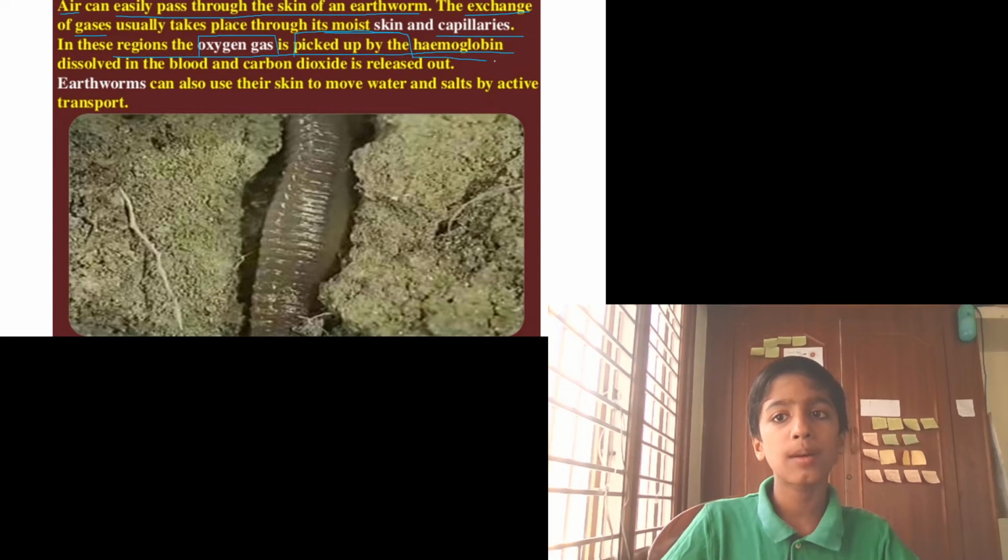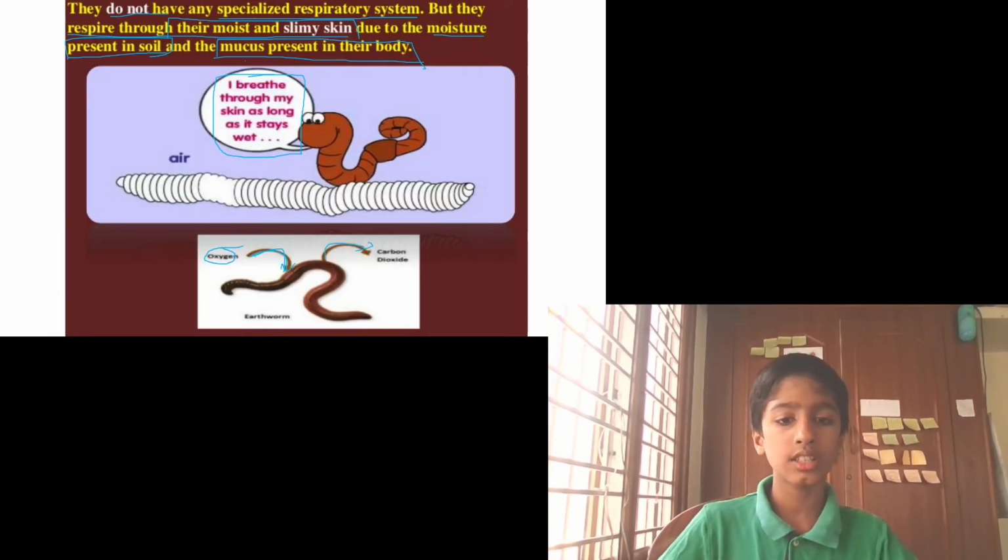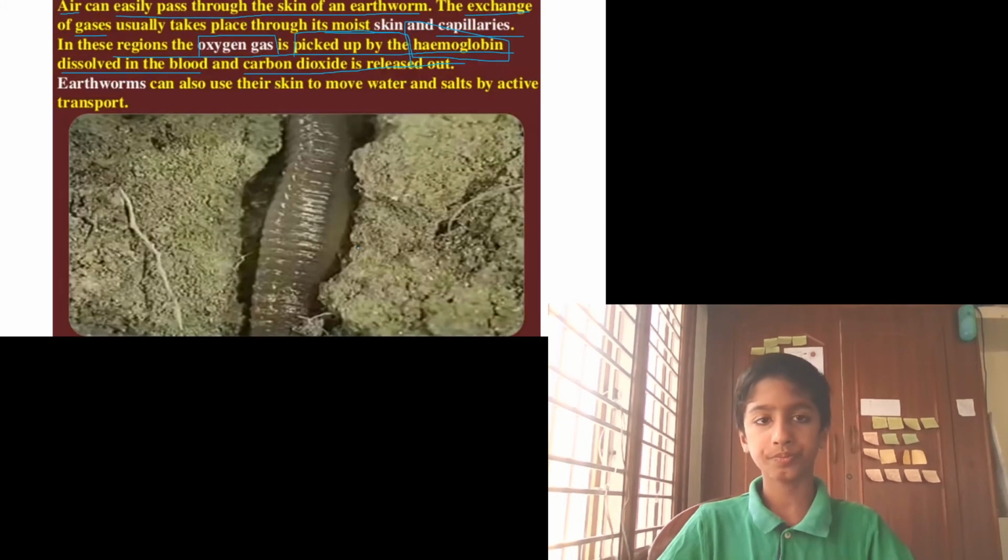It is picked up by the hemoglobin and dissolved in the blood. Yes, hemoglobin will be dissolved in the blood and carbon dioxide is released out. I told you in this slide, oxygen enters like this and carbon dioxide goes like this.